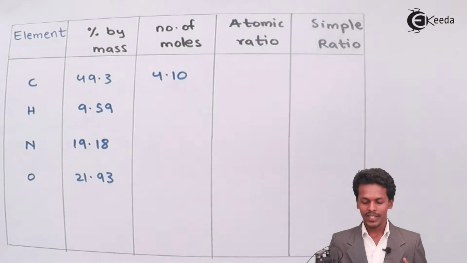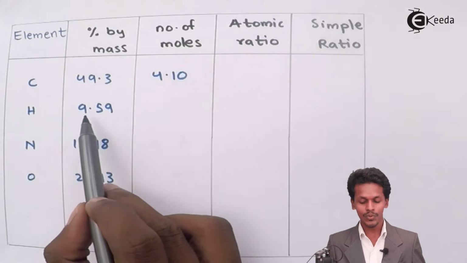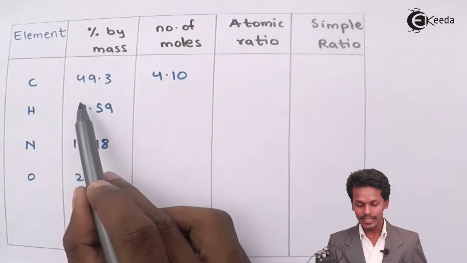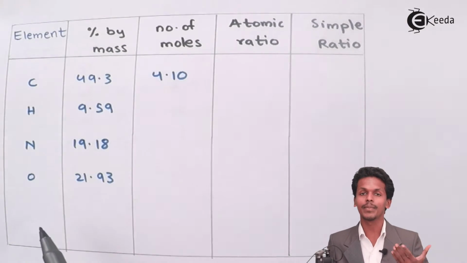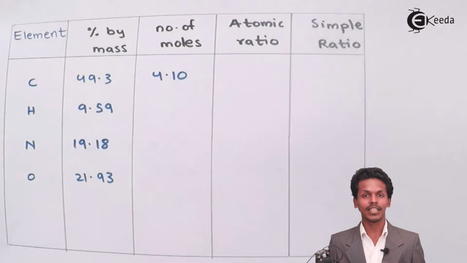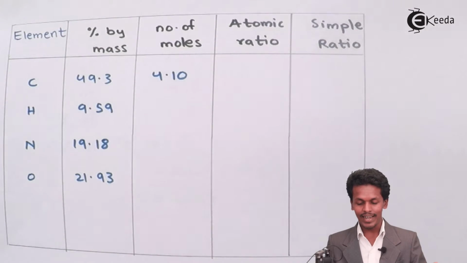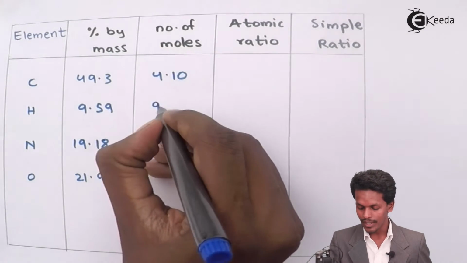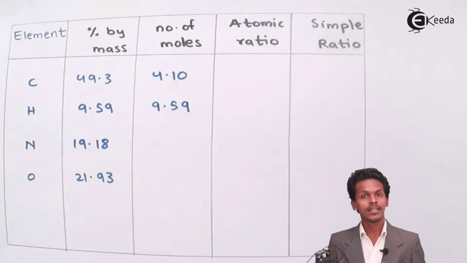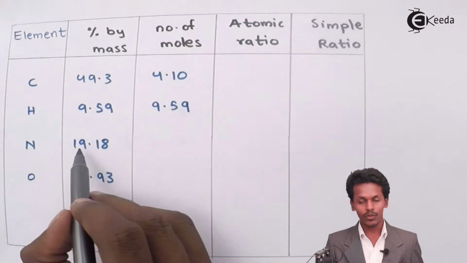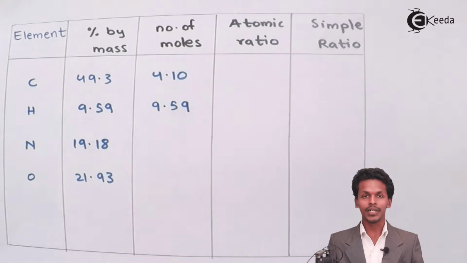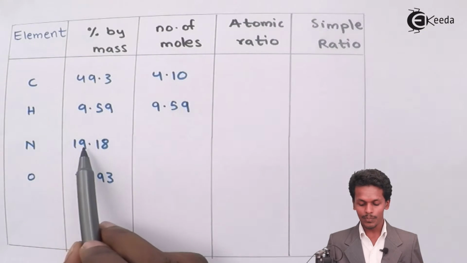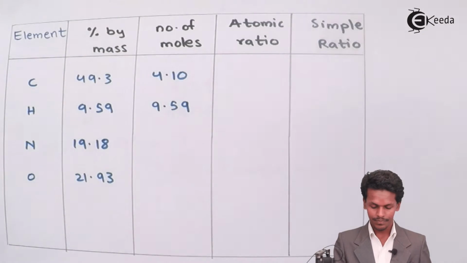Now moving to the next one, we can calculate the number of moles for hydrogen also. This is the percentage of mass of the hydrogen, and we can determine the number of moles because weight divided by the atomic weight of hydrogen, which is 1. So 9.59 divided by 1 gives us 9.59 itself. Now moving towards nitrogen. We know that the atomic weight of nitrogen is 14. So I'll divide 19.18 by 14.